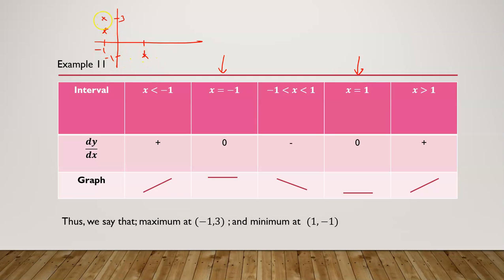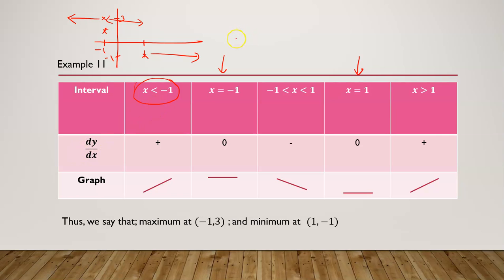So you don't know whether this is maximum or minimum. So you have to check its right and left side. You have to check this area and this area. So that's why you have these intervals: x less than negative 1, x equals negative 1 is 0, and then between negative 1 and 1, and x greater than 1. You have to find dy over dx, the gradient.